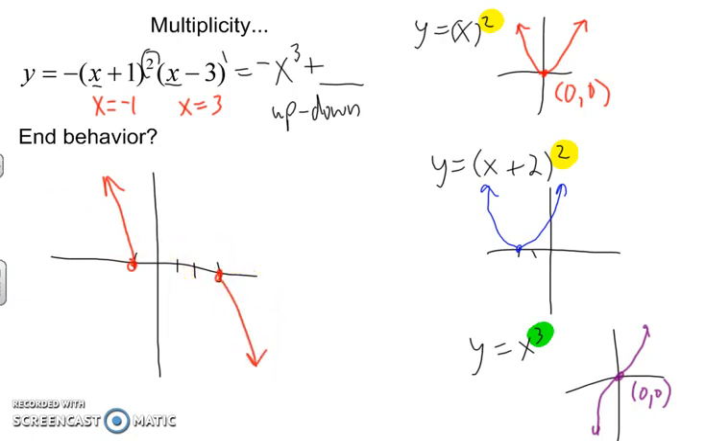Now, there's two options in the middle here. Either it kind of goes up like this or down like that. So those are the only real two options. And multiplicity will help us figure out what's going to happen here.